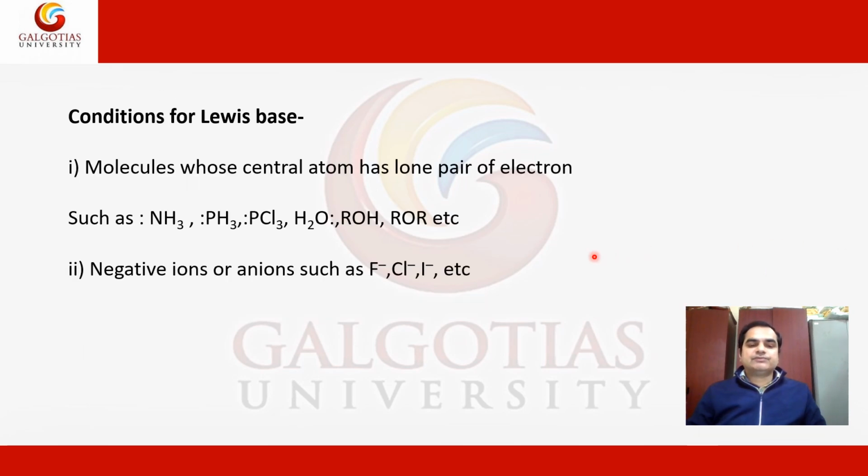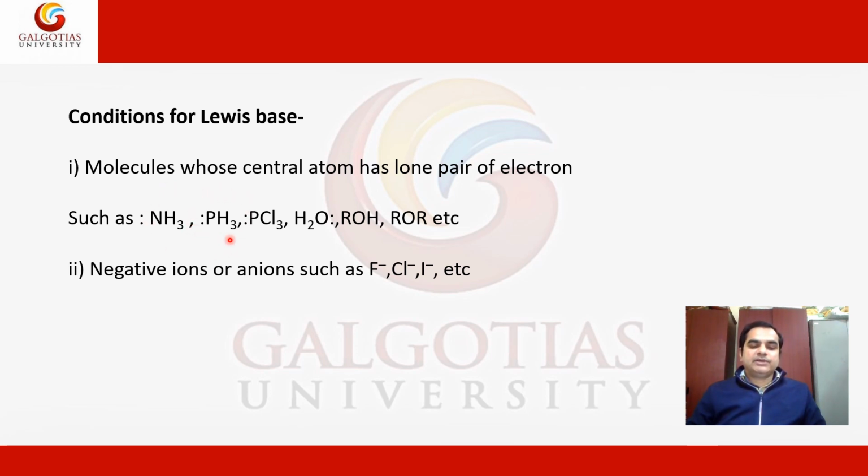Now, what are the conditions for the Lewis base? The molecules whose central atom has a lone pair of electrons can behave as a Lewis base, as we can see in this case, ammonia. We have taken the example of ammonia and BF3 in the previous slide. So this can behave as a Lewis base.